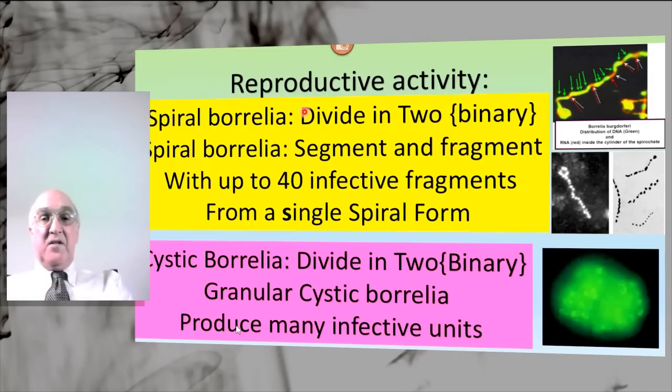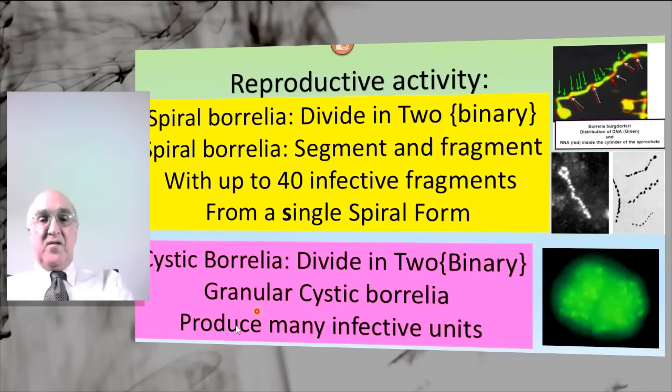Reproductive activity. Here we have spiral Borrelia dividing in two. Cystic Borrelia can divide in two. Spiral Borrelia can fragment and form granules, up to 40 infected granules from a single spiral form, each of them separating here along these arrows to form a granular form. Each of these granules infectious.